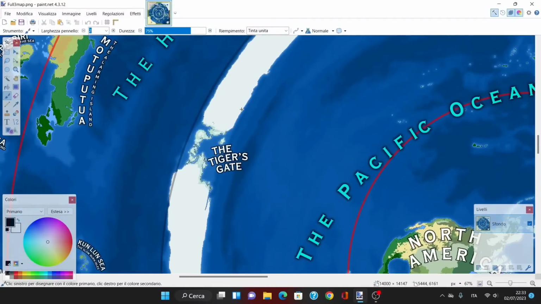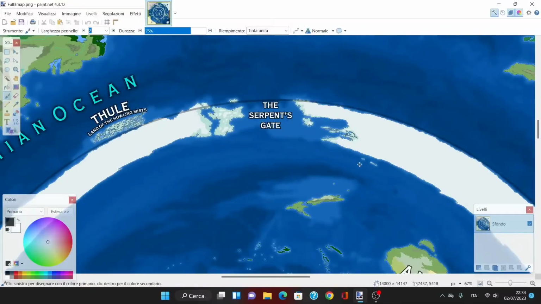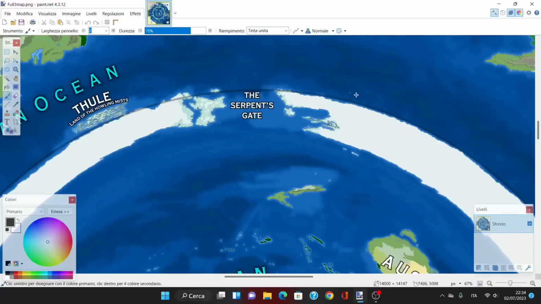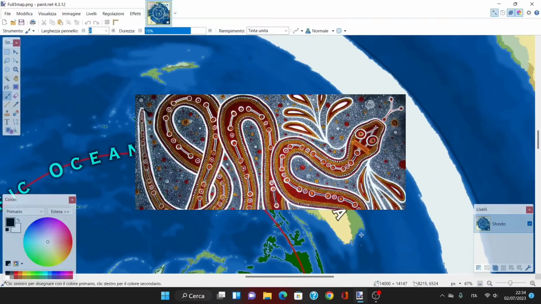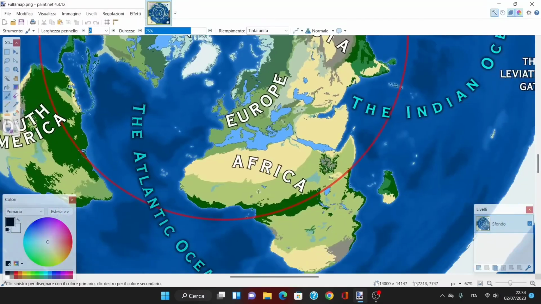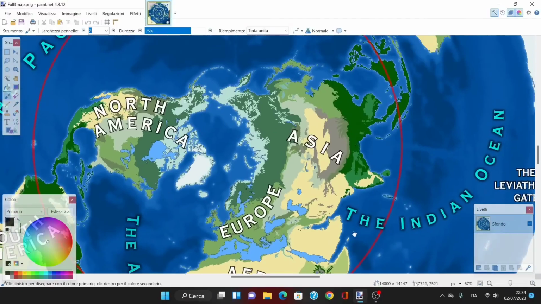Then we have the Tiger's Gate, which is called that because of the population that comes in and out of it, which trafficked many animals like tigers. And finally we have the Serpent's Gate, which is home to the original serpent, which many cultures in earthly history have represented, like Jormungandr of Norse mythology, as well as many other snakes like the ones in the religion of the native peoples of Australia, as well as those in Africa. And even, of course, Apophis, the evil deity of Egyptian mythology that wanted to destroy the earth.